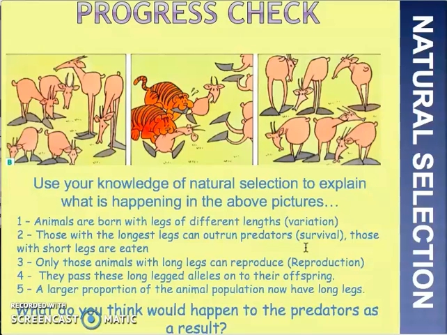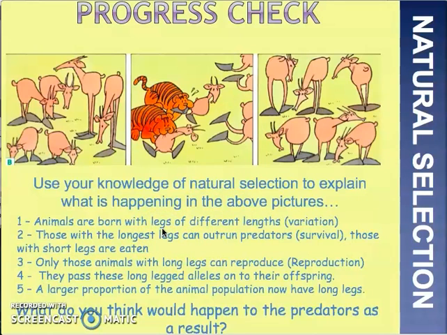The second mark is that you can see that the ones with the longest legs are outrunning the predators, so they're getting away. They are surviving. And unfortunately, the ones with the shorter legs have been eaten. They're not surviving. So, third point, the ones with the long legs, because they have survived, they are around, they are still on the planet, therefore they can reproduce.